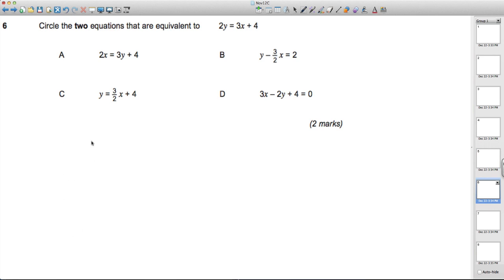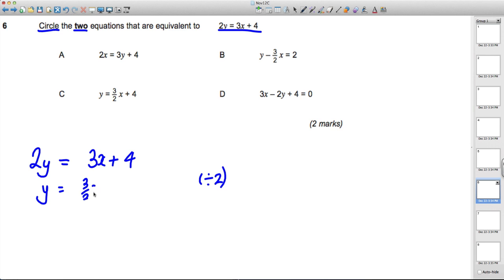Question 6. Circle the 2 equations that are equivalent to this. So let's try and actually just work it out without having to look at the answers. What could we do to this? Well, we could divide everything by 2. Divide both sides by 2, let's say. And we would get y is equal to 3 over 2x plus 4 over 2, which is 2. Any of the above do that for us.